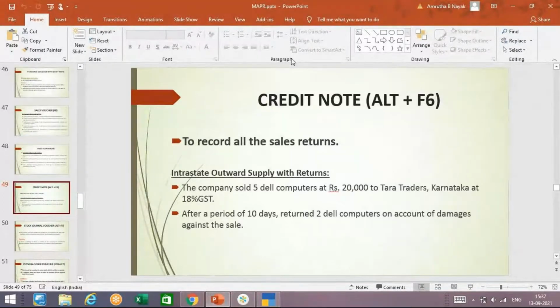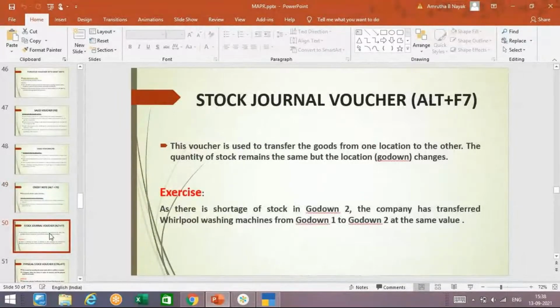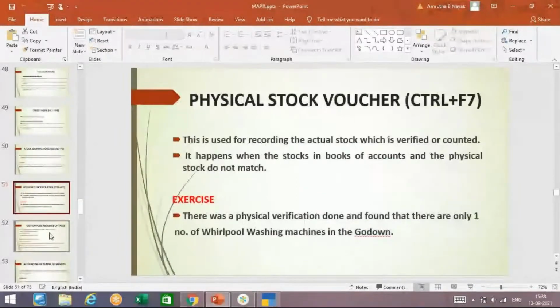Done class? Or you want 2 minutes more? Okay. I'm audible. Yes, ma'am. So we did with stock journal voucher, physical voucher. One second.